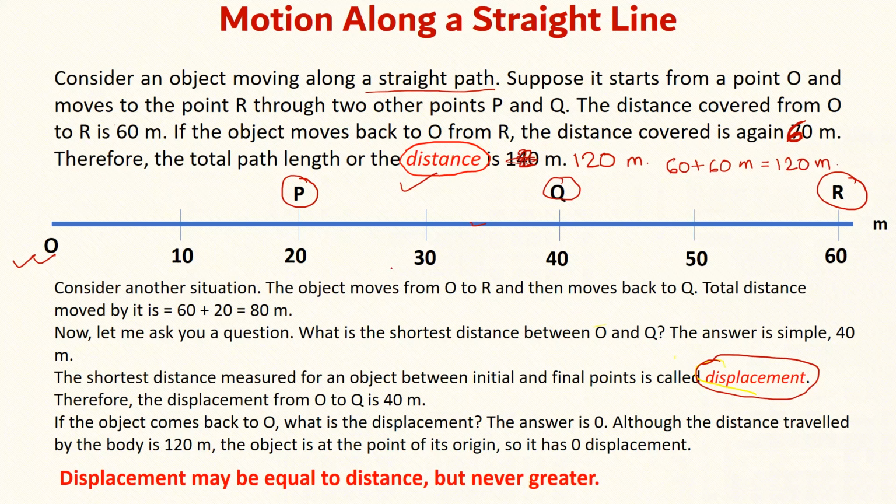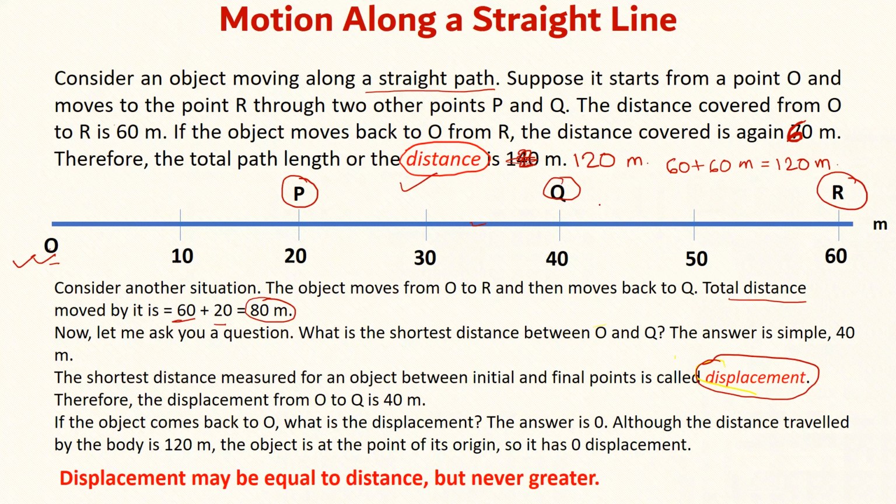Now let us consider a situation here. The object moves from O to R and moves back to the point Q. So what is the total distance traveled by the object in this case? O to R is 60 meters, and R to Q is 20 meters. So the total distance moved by the object is 80 meters, from O to R and R to Q.